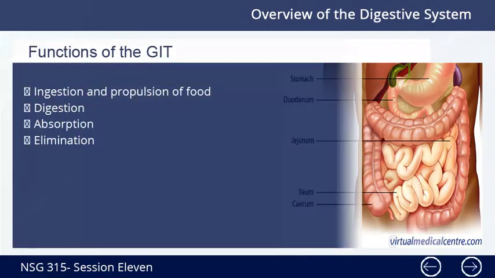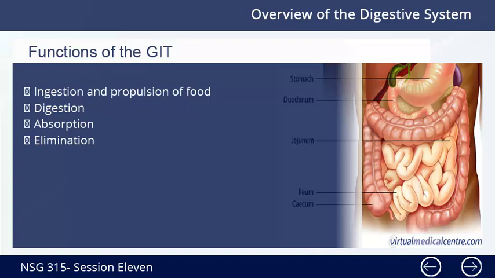Functions of the GIT include ingestion and propulsion of food, digestion, absorption, and elimination. Digestion. It begins in the mouth with chewing and action of ptyalin, salivary enzymes that break starch. Swallowed food passes through the esophagus to the stomach. Process of digestion continues in the stomach, that is secretion of gastric juices, HCl, and enzyme pepsin and lipase, and renin in infants. Absorption. Mixing and churning through peristaltic action.